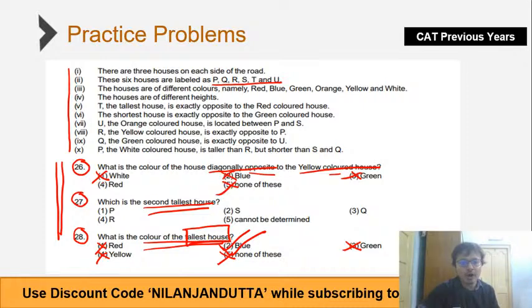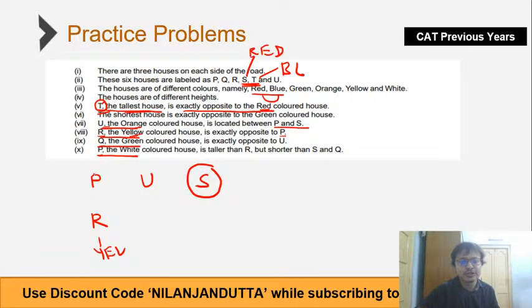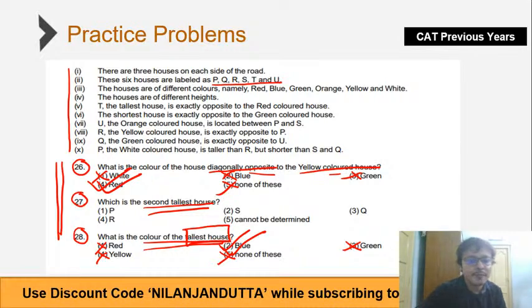It is going to be option 4, that is red, because this is going to be S and S has to be red. Note, even if you wrote U and S on this side, diagonally opposite would have still been S and S is red, hence the answer is option 4. So the first question, answer will be option 4.